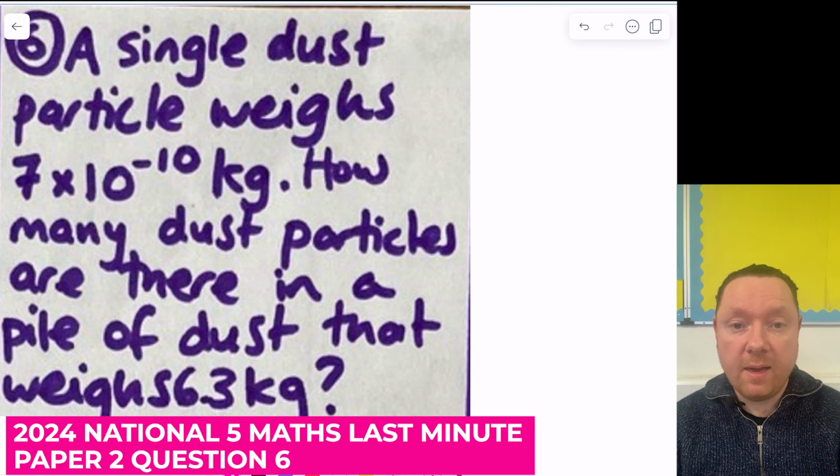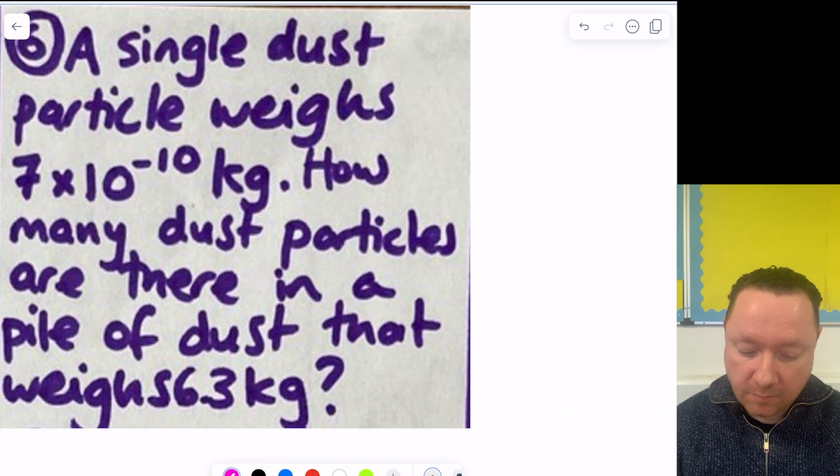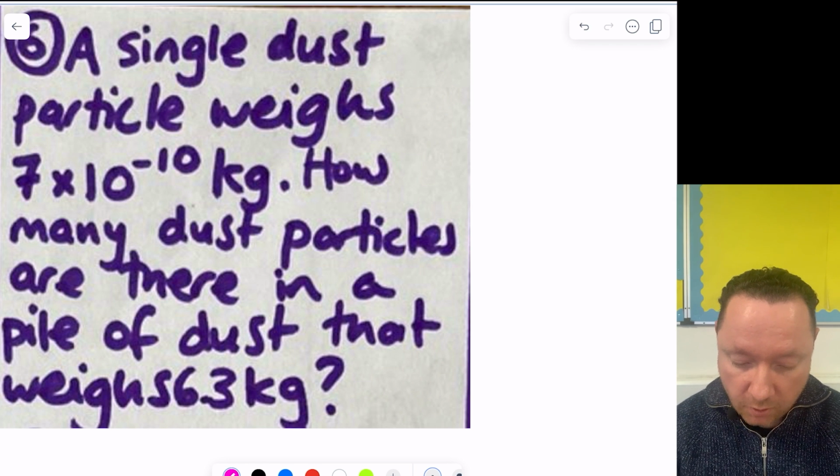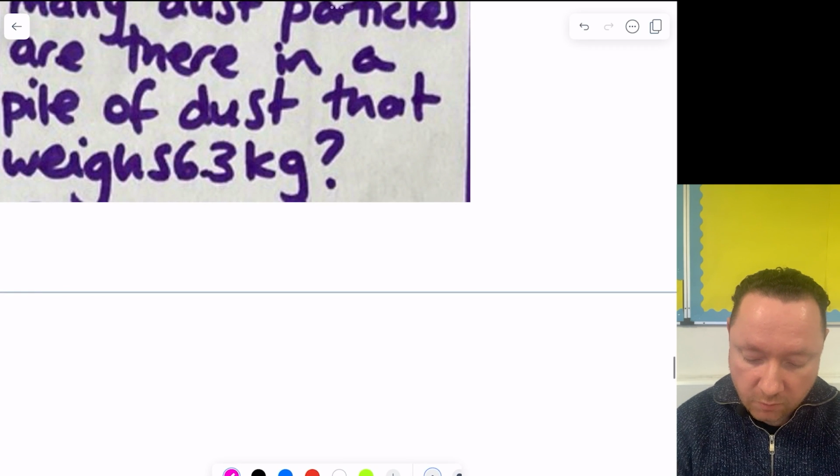Last minute National 5 Maths 2024, question 6. A single dust particle weighs 7 times 10 to the minus 10 kilograms. How many dust particles are there in a pile of dust that weighs 6.3 kilograms? So let's just puzzle this one out.